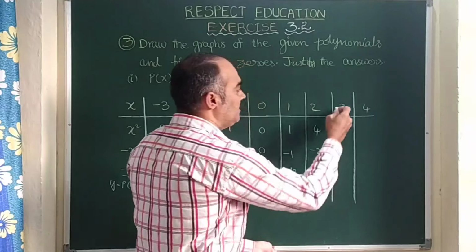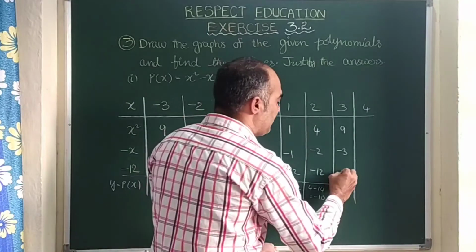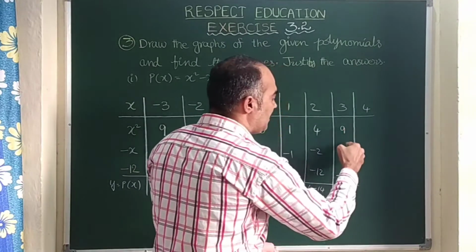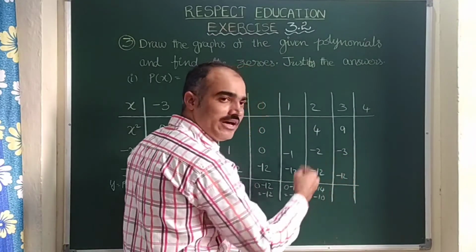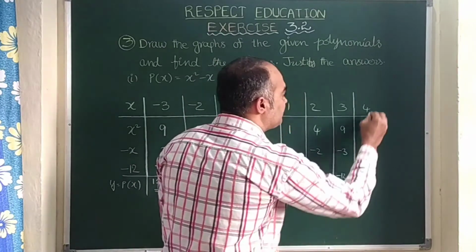Now here, next value 3. 3 square is 9. This is minus x, means minus 3. This is minus 12 as it is. So here 9 minus 3 minus 12 is minus 15. So 9 minus 15 is minus 6.